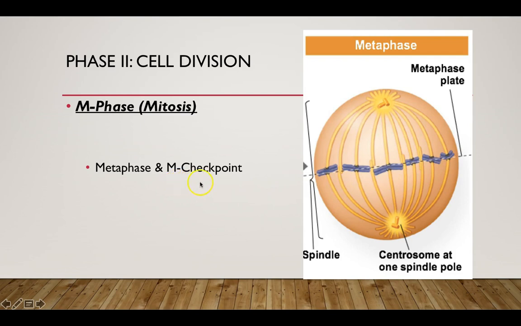This checkpoint is called the M checkpoint. The M checkpoint is checking to make sure that every kinetochore microtubule is connected to a kinetochore on either side of these sister chromatids. When that is done, an enzyme known as separase is going to catalyze the cleavage of the centromere. So think of the separase as helping with the scissors to cut these sisters. The connection that's been holding them together is going to sever that connection.